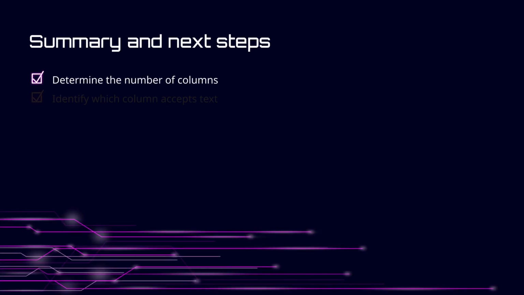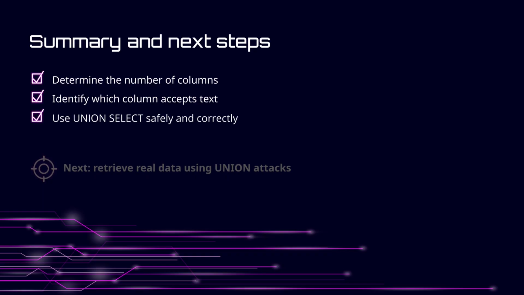In this lab, we learned 2 essential union-based SQL injection techniques: how to determine the number of columns returned by a query, and how to identify which column accepts text. These are foundational skills you'll use in more advanced SQL injection attacks. In the next video, we'll build on this by using union select to extract actual data from the database, applying the same methods you learned here.